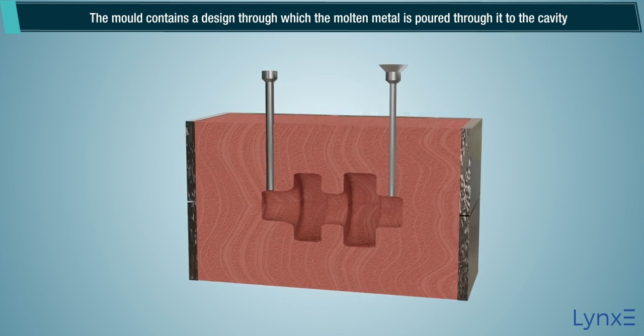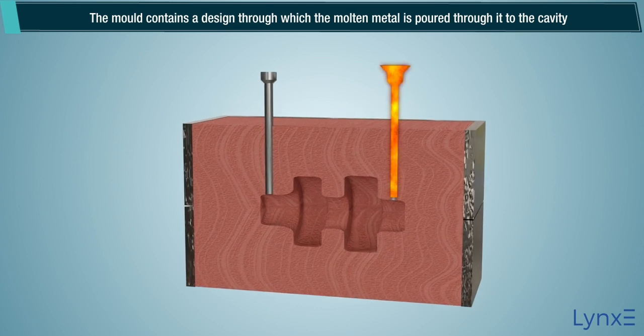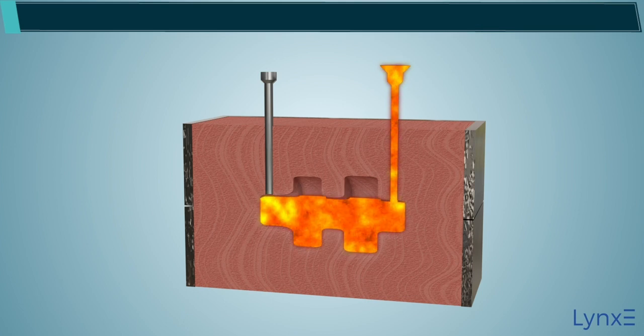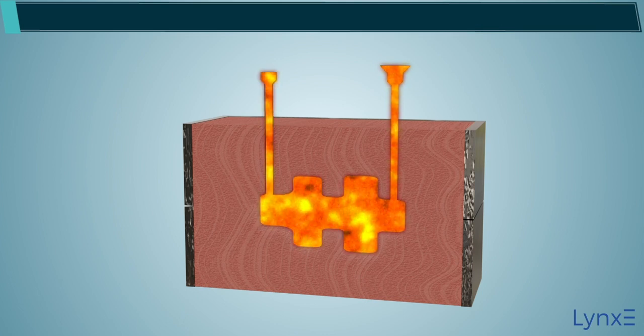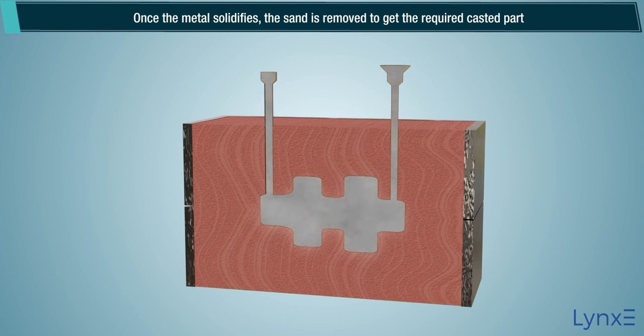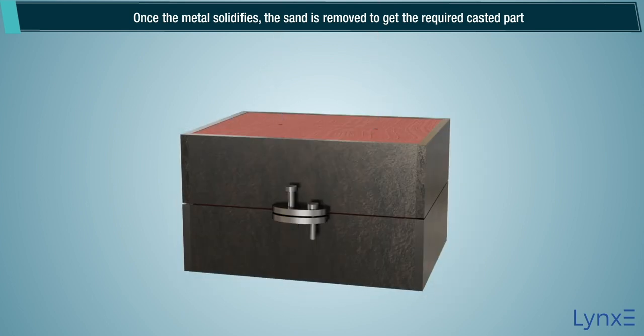The mold contains a design, through which the molten metal is poured into the cavity. Once the metal solidifies, the sand is removed to get the required casted part.